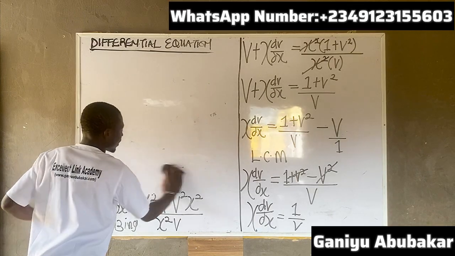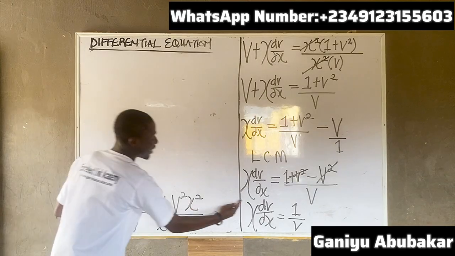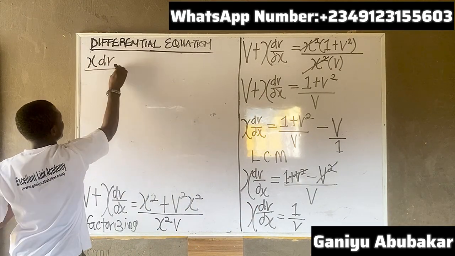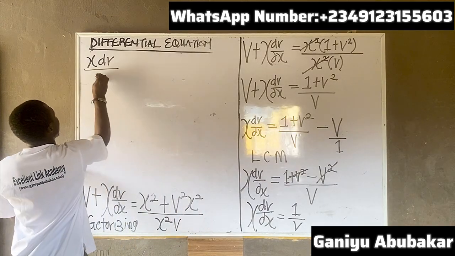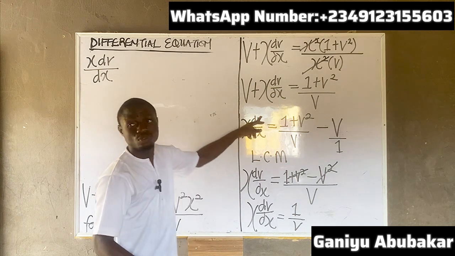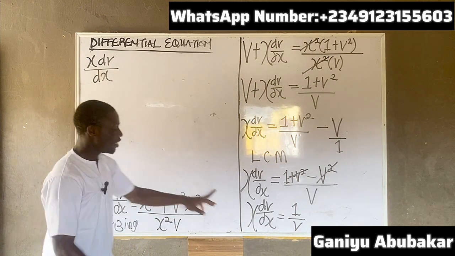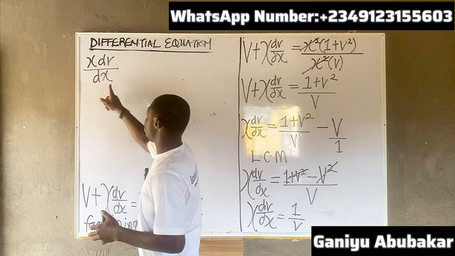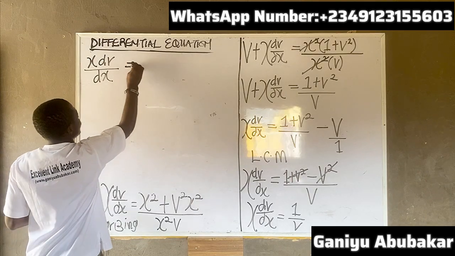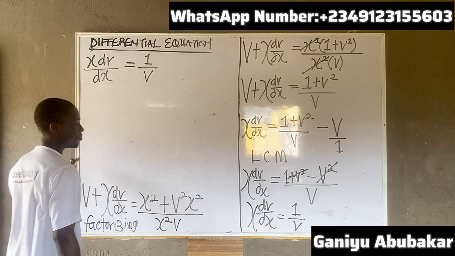Obviously, my next task from here, I'll have perhaps x times dv. That gives you x dv all over what there. This dx comes down as dx. As simple as that. X times dv gives you x dv. Dx comes down here. If you want to simplify this one here, this is how you simplify it. That's how it works. So this is now equal to 1 over v. From here, I have 1 over v.